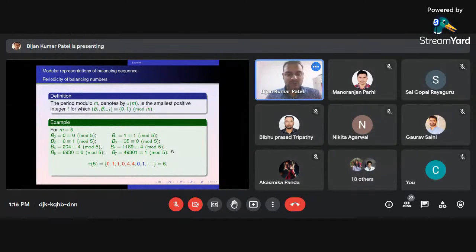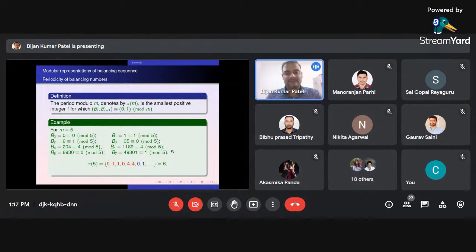That is like 0, 1, 1, 0, 4, 4, and again we got 0, 1. So the definition says that whenever 0 and 1 come consecutively again after the first 0, 1, we have to stop there, and the period is 0, 1, 1, 0, 4, 4. So that means the balancing sequence period modulo 5 is 6.